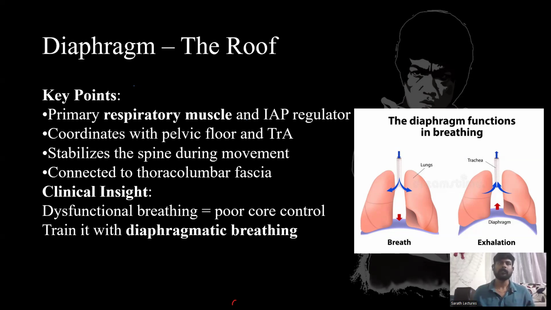Now, first the roof. The diaphragm muscle is primarily an inspiratory muscle. When you breathe in, what you are doing is working like a syringe. If you pull the syringe like this, in the syringe you will have a black rubber, right? That is called the diaphragm.